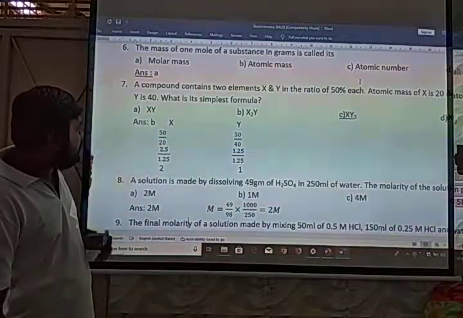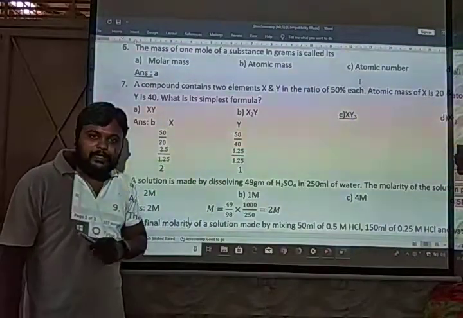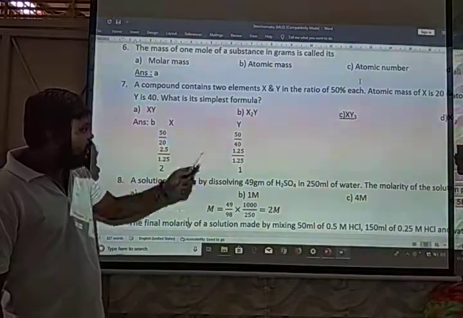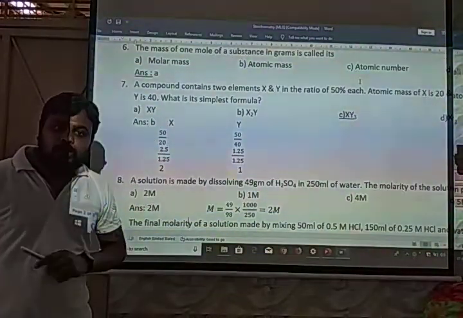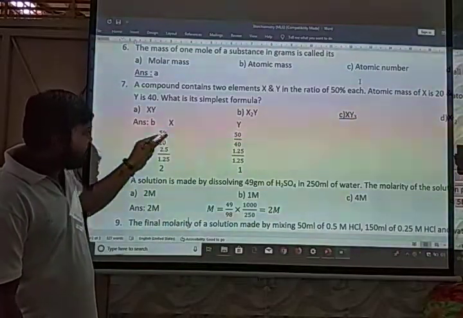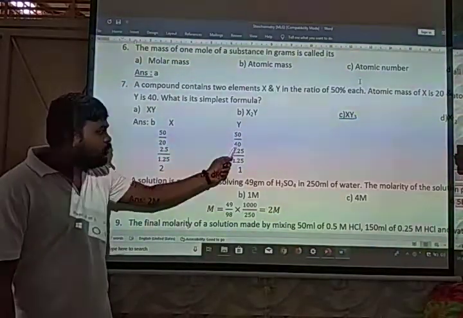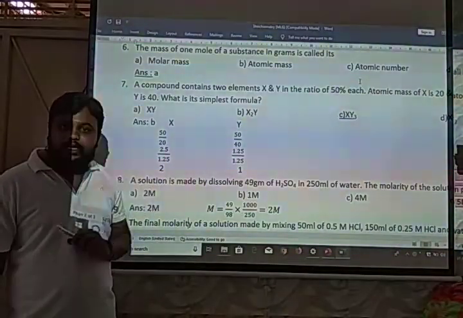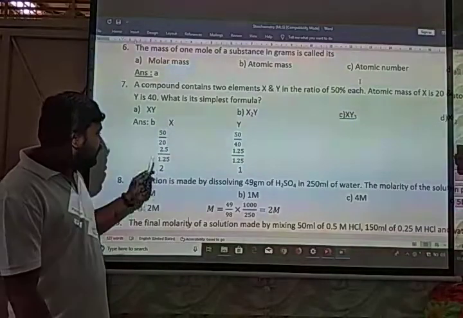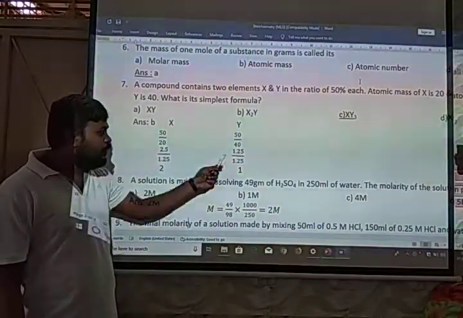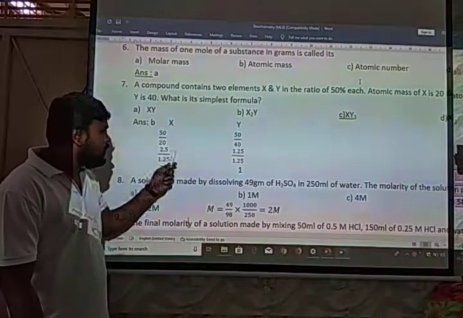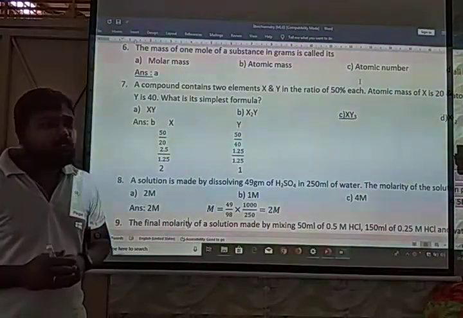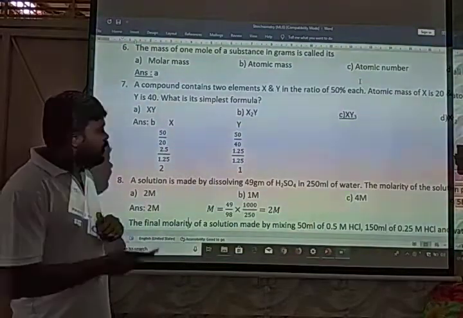If you go through the solution, X and Y are the two given elements in this problem. The percentage abundance of X is 50 and of Y is also 50. First I divided the percentage abundances by the respective atomic weights. The atomic weight of X is 20 and of Y is 40. If you divide, you will get 2.5 and 1.25. These are not whole numbers, these are ratios. We have to convert this ratio into whole numbers by dividing by the smallest number between these two.